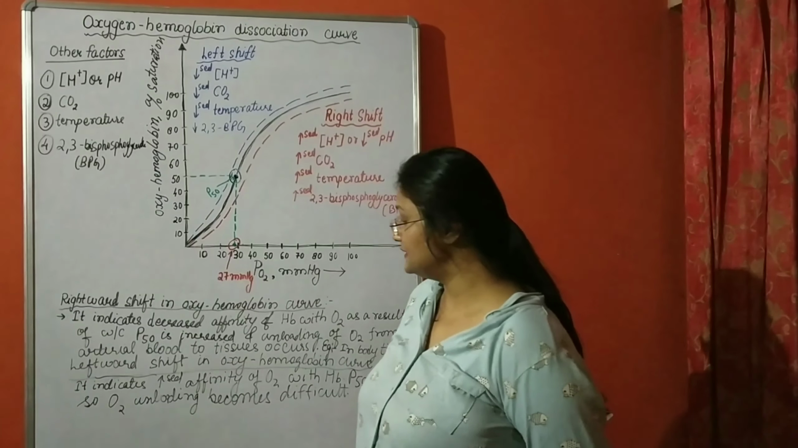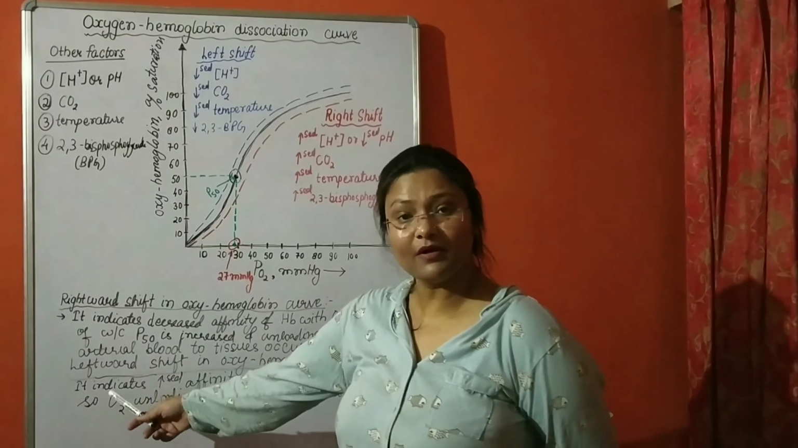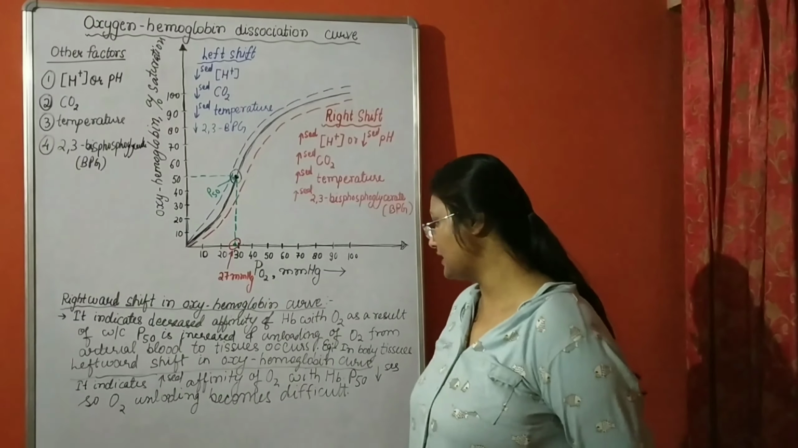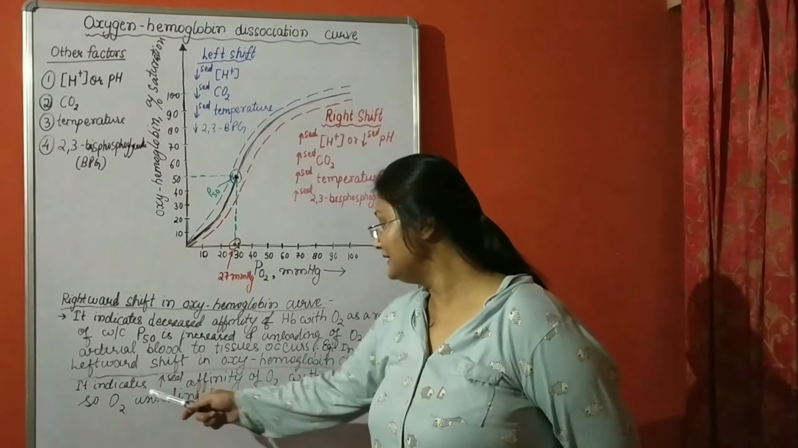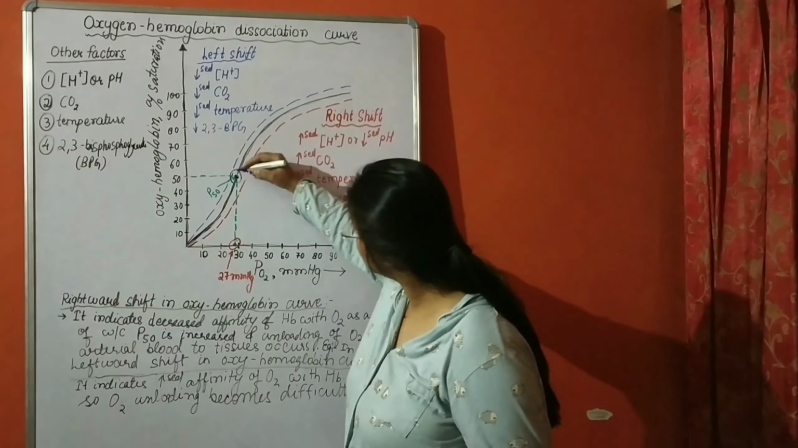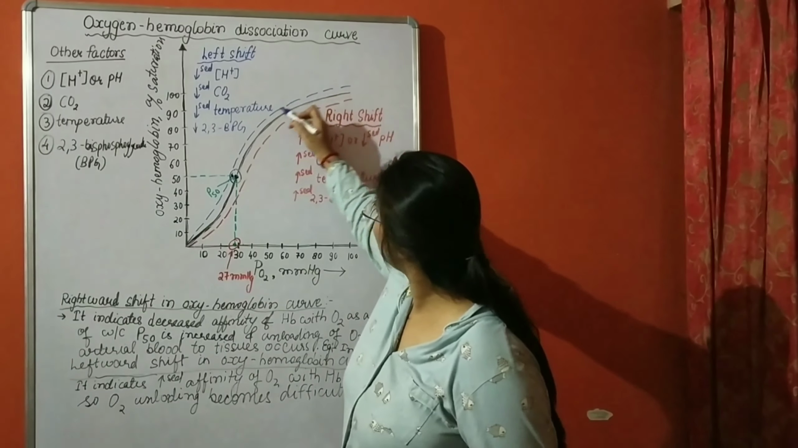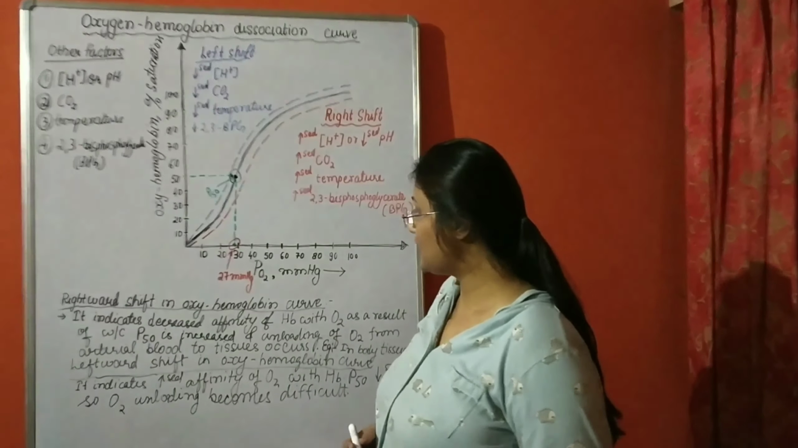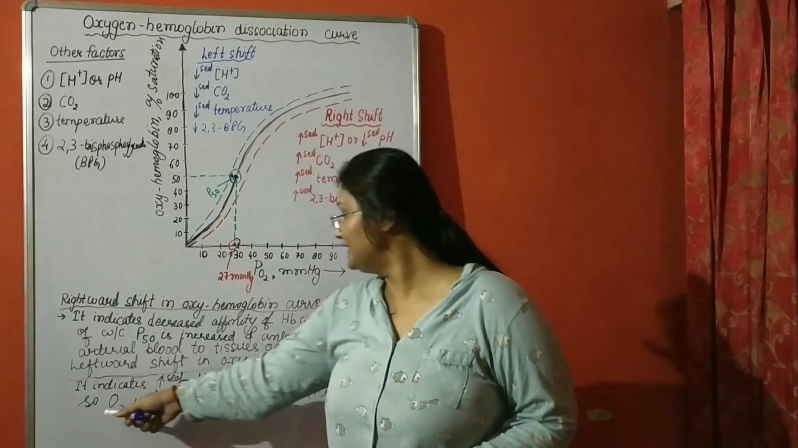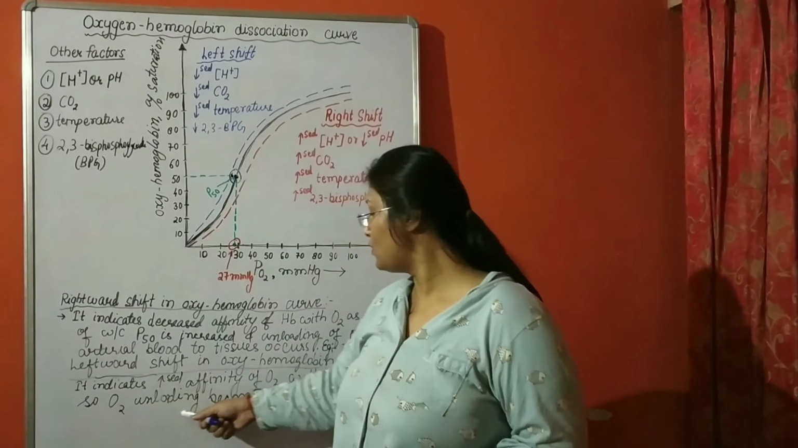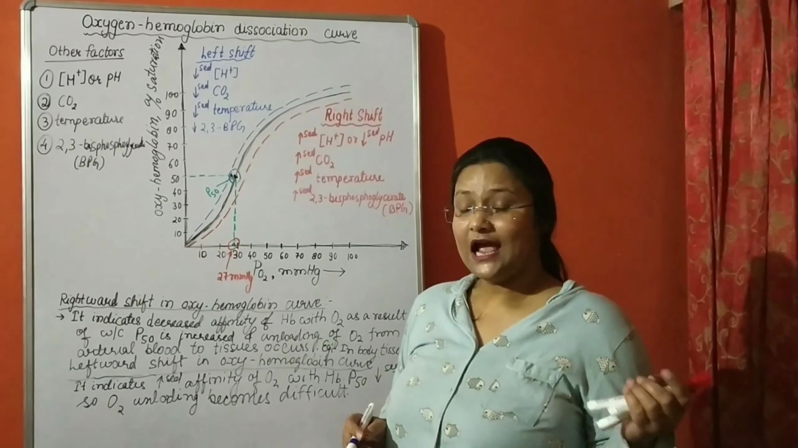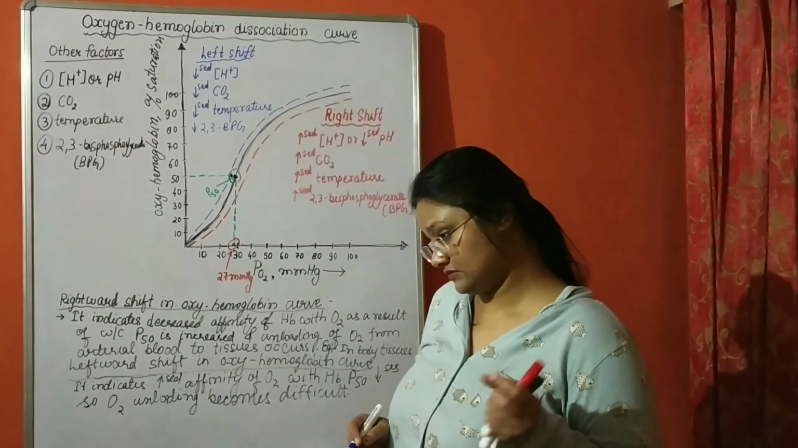Now let us talk about leftward shift in oxyhemoglobin curve. It indicates increased affinity of O2 with hemoglobin. So P50 value decreases, like it is here. This blue colored line is showing leftward shift in the oxyhemoglobin curve. P50 decreases, so O2 unloading becomes very difficult. At this point of time, oxygen is very well bound to the hemoglobin, and unbinding of oxygen from hemoglobin is extremely difficult.